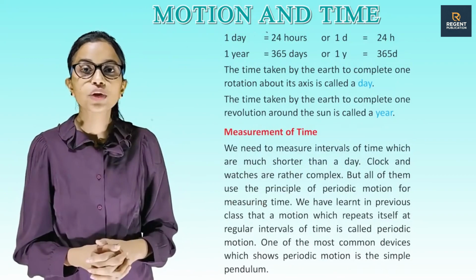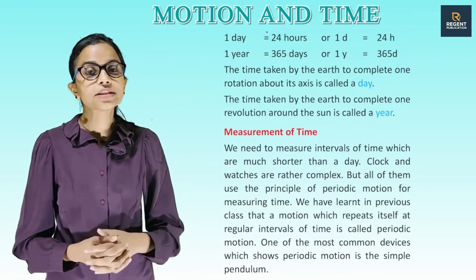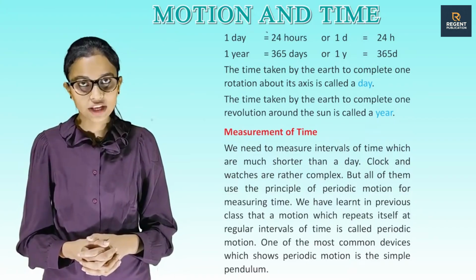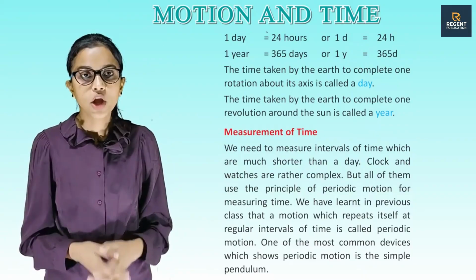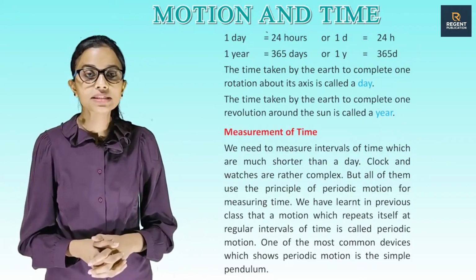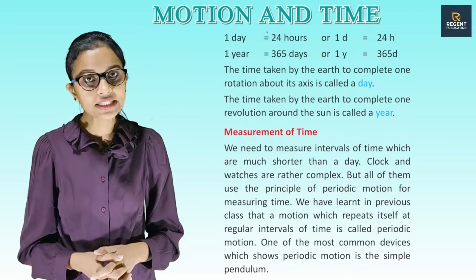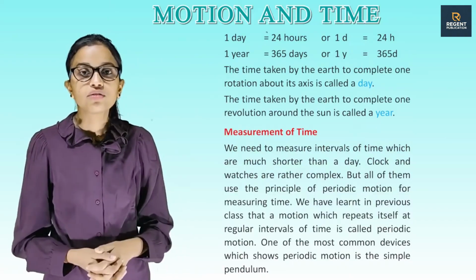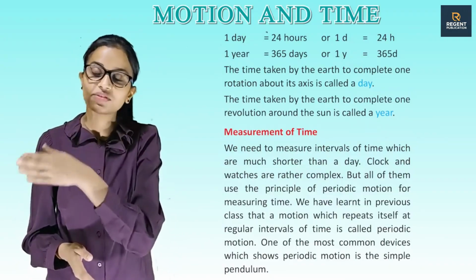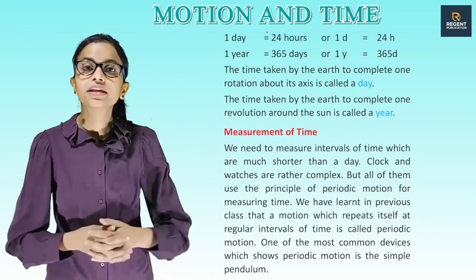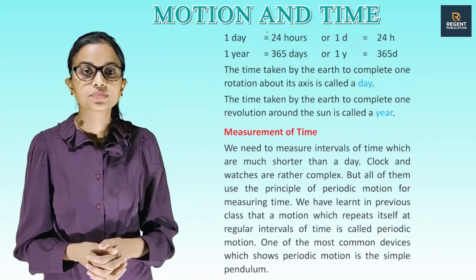1 day is equal to 24 hours, or 1 D is equal to 24 H. D denotes day and H denotes hour. 1 year is equal to 365 days, or we can say 1 Y, where Y denotes year, is equal to 365 D. D is days.